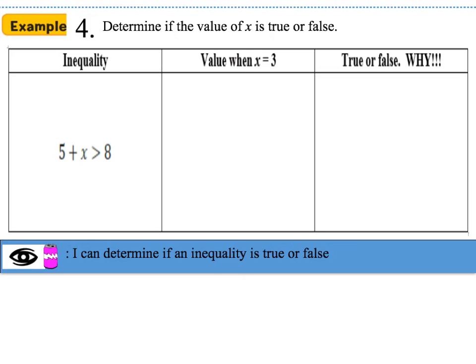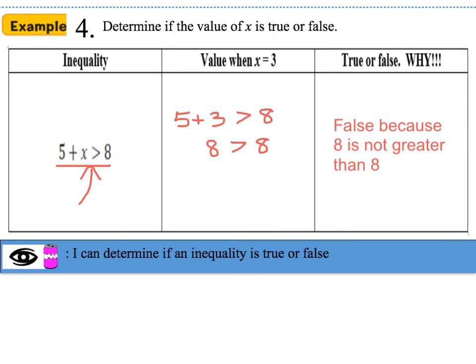For example 4, it says determine if the value of x is true or false. Notice they're now giving me an inequality because they're giving me no equal sign, they're giving me the greater than symbol. So I want to see what happens when I plug in the value of 3 for x. I'm going to write 5 plus 3 is greater than 8. And 5 plus 3 is 8. So this statement here says 8 is greater than 8. So this is a false statement because 8 is not greater than 8.